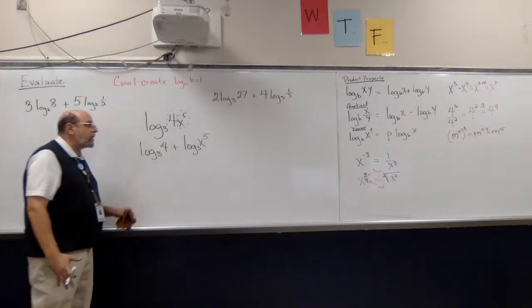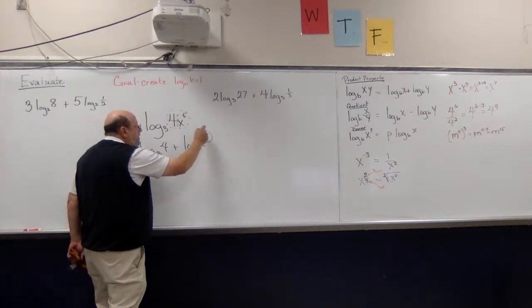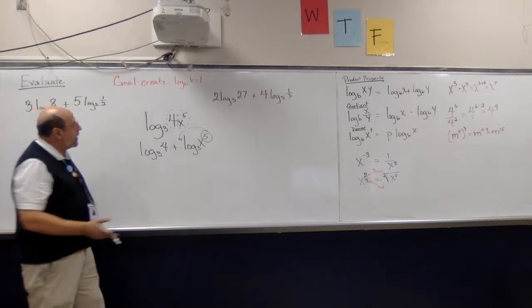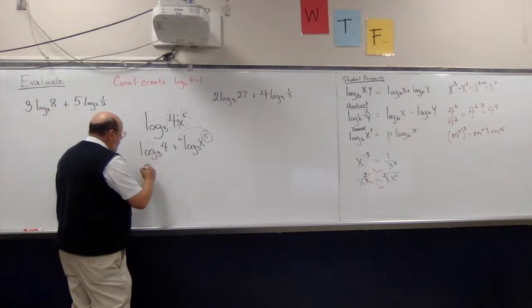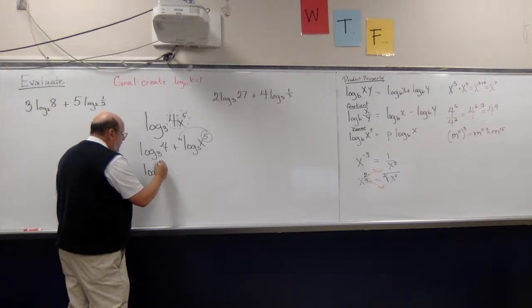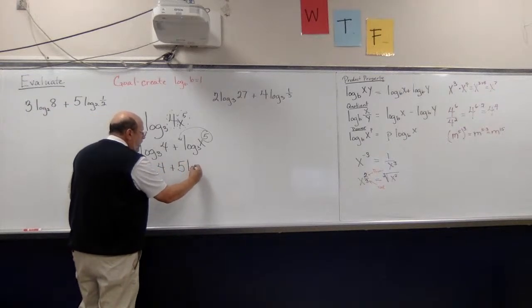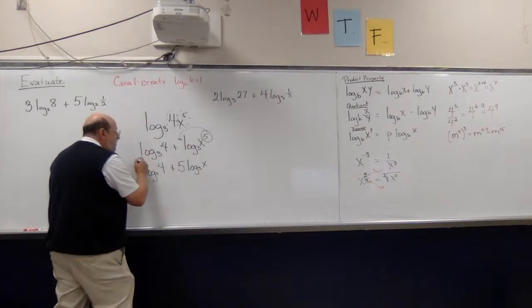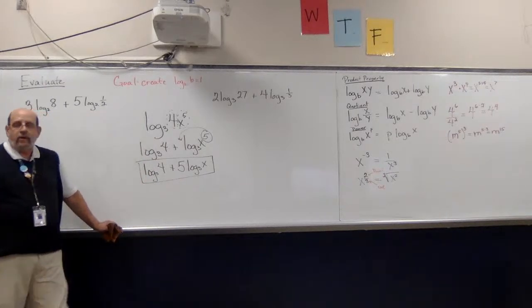Now, what can I do with that power? What does that power property say? It says take this sucker right here, pardon my language, and throw it right up front. Okay, and then we'll rewrite it. Same as always, log base 3 of 4 plus 5 times log base 3 of x. And that's it. That's as expanded as it can go from here.